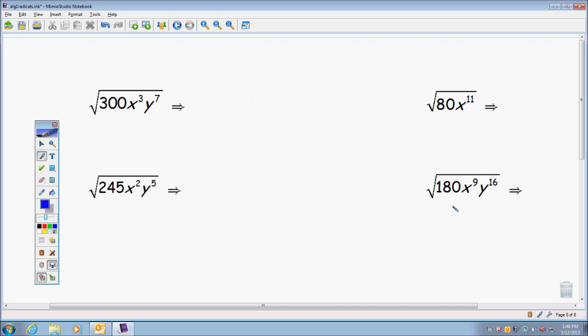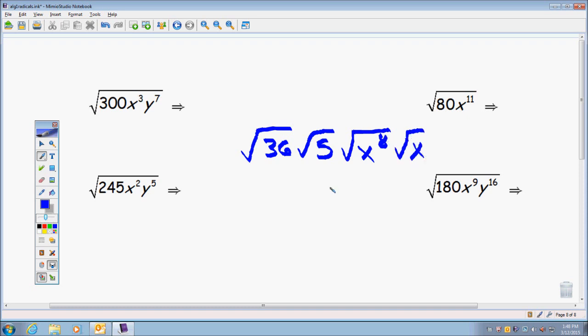Okay, let's do this one. I like this one. This was on last year's test, or 2 years ago. 180 is actually 36 and 5. X9 is X8, and there's one X left over. I remember this problem. And Y16. Ah, this is where they tried to trick you on the SOL. They made 16 a perfect square. It's not. We're just going to cut it in half. A lot of kids are going to put Y to the 4th here. Be careful with that one.